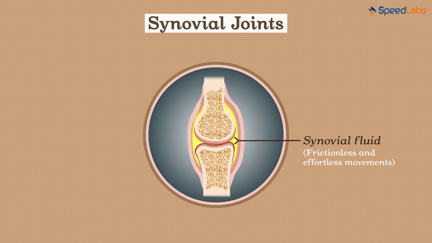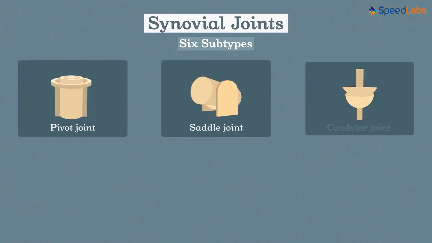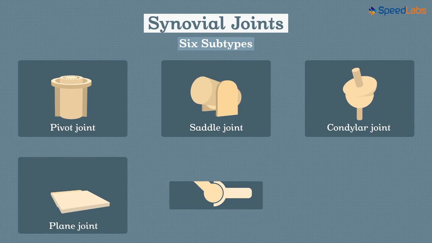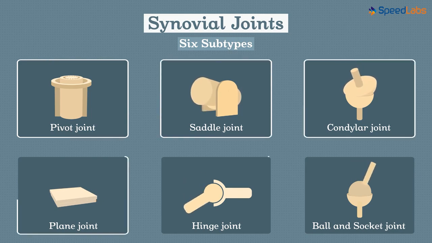The synovial joint is further divided into 6 major classes. The classification is based on the structure of the joint. The 6 subtypes include the pivot joint, saddle joint, condylar joint, plane joint, hinge joint, and the ball and socket joint. Next, let's understand each type in a little more depth.